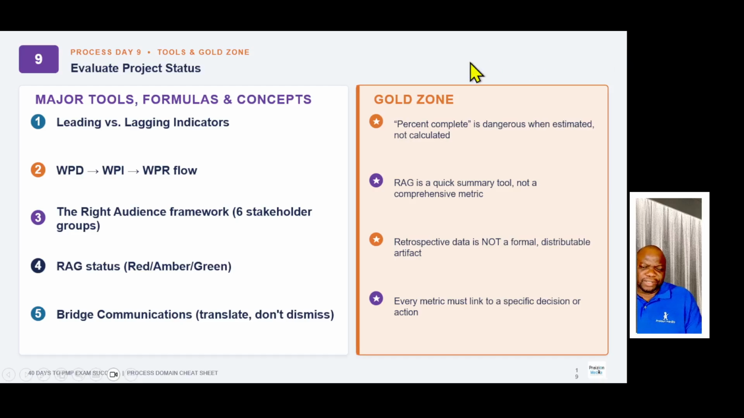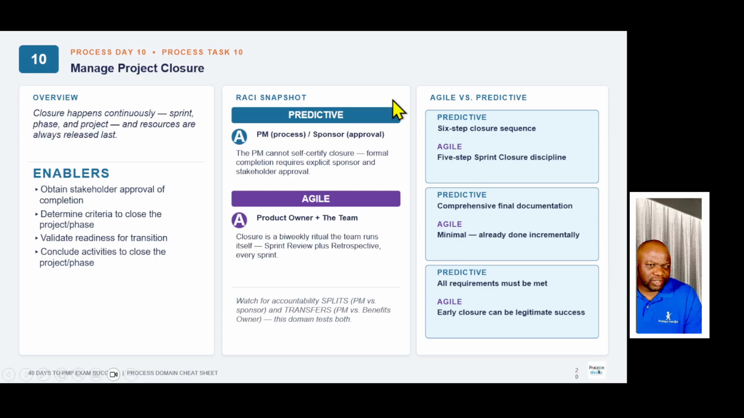For your exam, understand percent complete is dangerous when estimated, right? If you're not calculating it as a definitive number, it's just vanity and not very helpful. Understanding that the retrospective data is not a formal distributed artifact that you share with everyone. If the team decides to share something in particular, it must be done with team agreement, team consensus, and every metric must link to a specific decision or action.